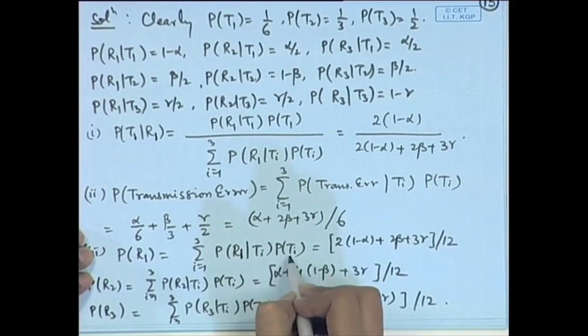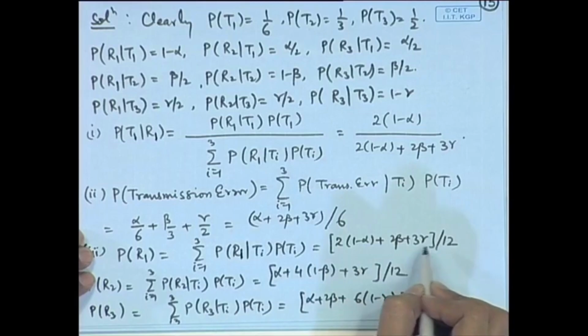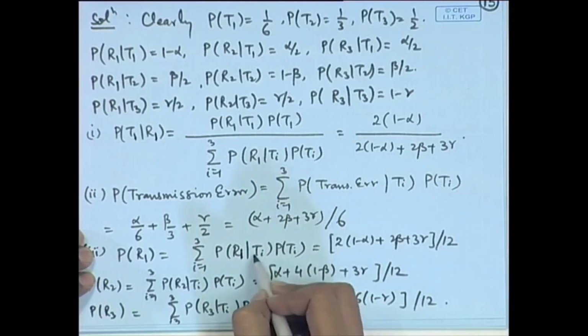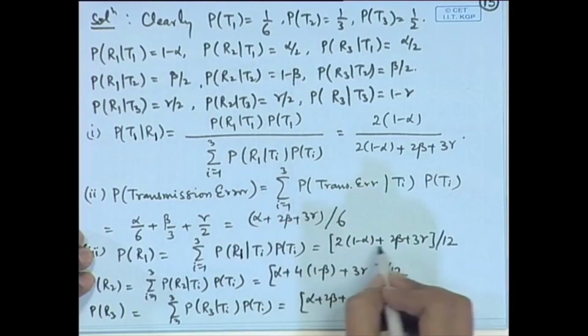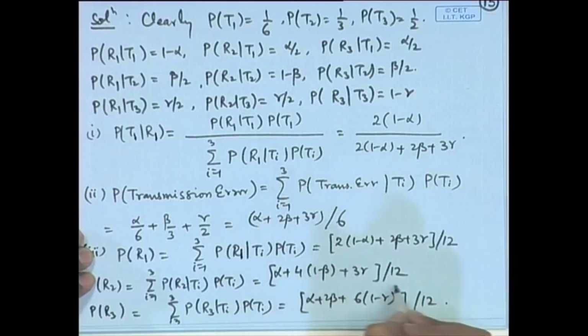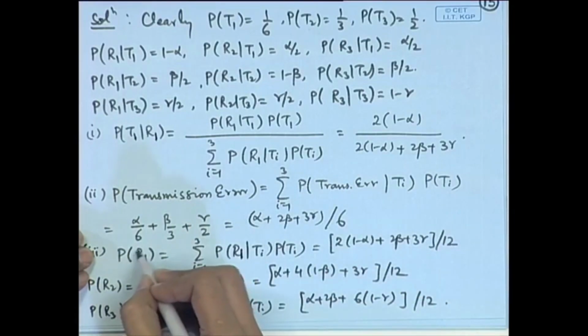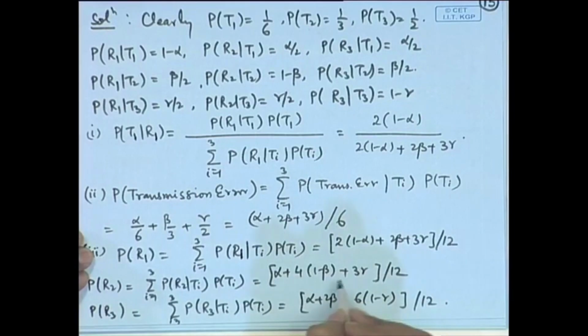So, at each stage the theorem of total probability is applicable, and the expressions for the conditional probabilities are given here. We can utilize them to get the expressions for the probability that the digit 1 is received, or the digit 2 is received, or the digit 3 is received.